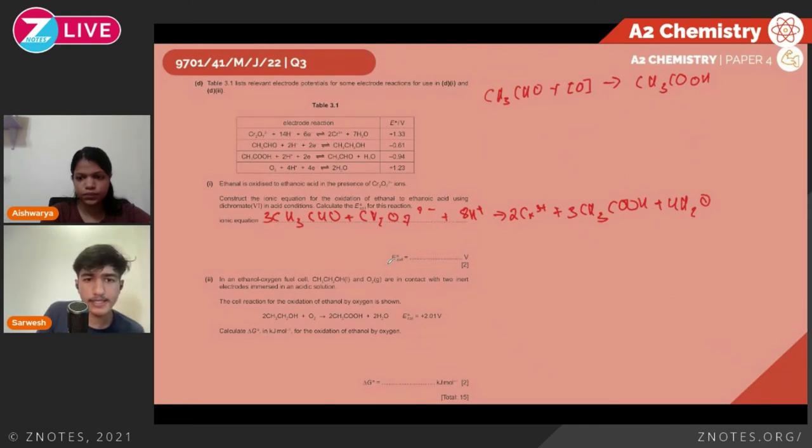What is the electrode potential of the cell? Okay. So the electrode potential of the cell would be, let's see over here what we're doing. Cr2O7 2- plus 14H+ plus 6e-, and CH3CHO. Okay. And the inverse of this. So 1.33 plus 0.94. That would be 2.27. Okay. So 2.27 volt.